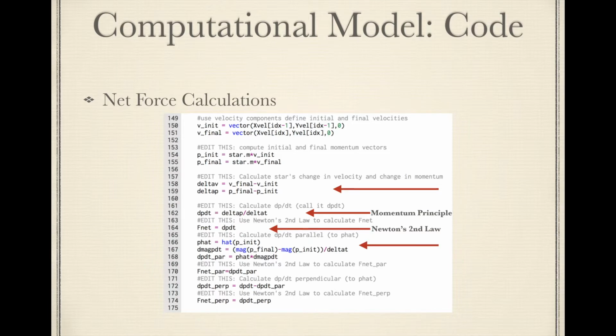Here I calculated the parallel component of the rate of change in momentum by multiplying the magnitude of the rate of change in momentum by the initial momentum unit vector. I then set this equal to the parallel component of the force, and used subtraction to find the perpendicular components.